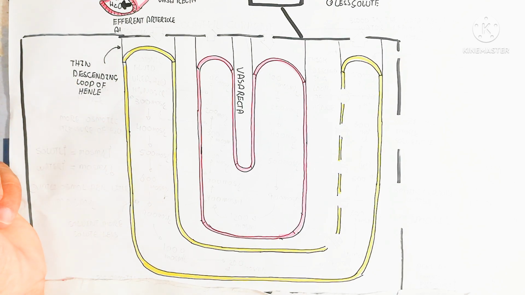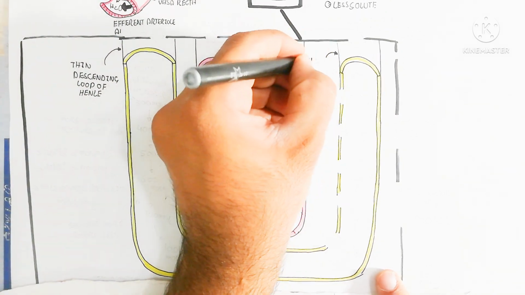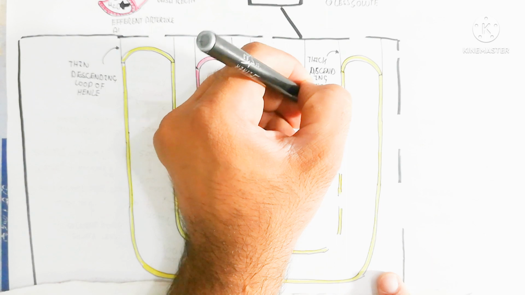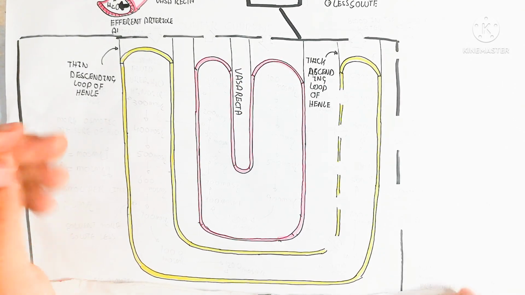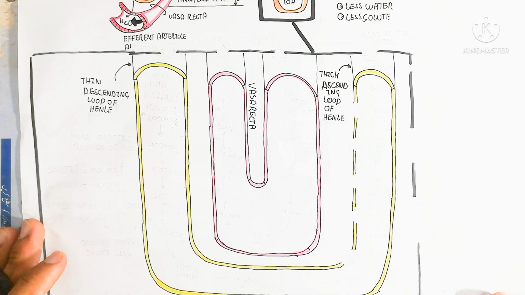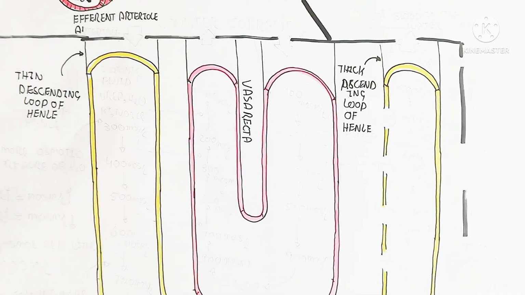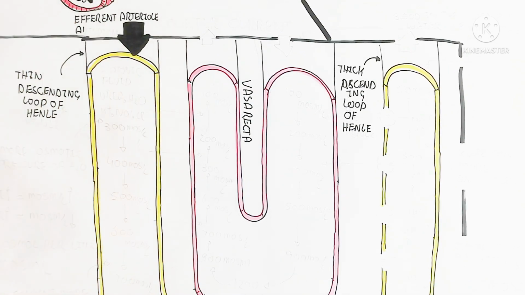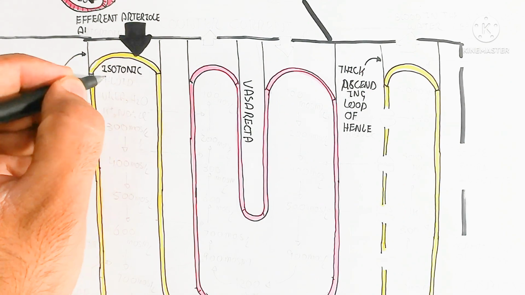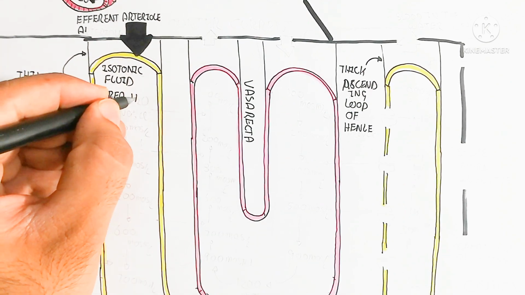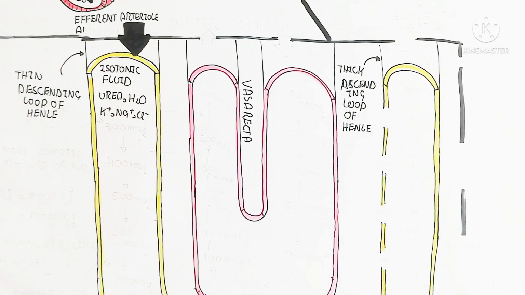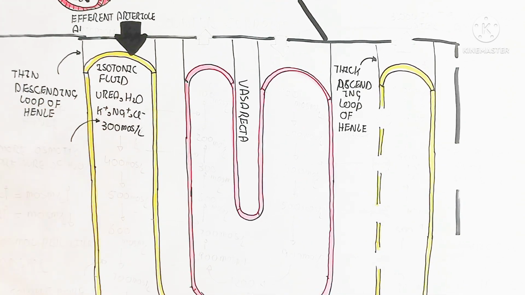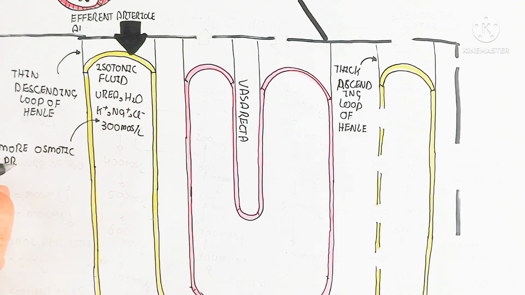Remember, this contains an isotonic fluid, which contains urea, water, potassium, sodium chloride, at 300 milliosmol per liter. Increasing milliosmol per liter means a decrease of water. So remember, when the milliosmol per liter increases from 300 to 400, the water is decreasing. But when the solute increases, the milliosmol per liter will increase, while when the water increases, the milliosmol per liter will decrease. So how is it possible?